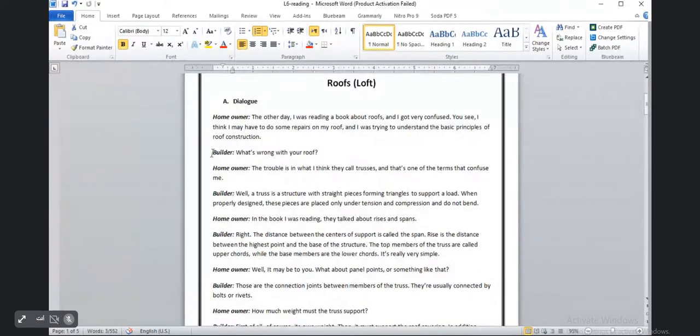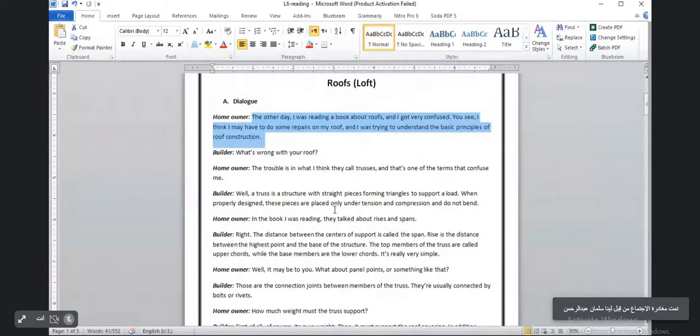I will start the conversation. The homeowner says, the other day I was reading a book about roofs, and I got very confused. Now, when you get confused, this means you cannot understand everything. You are losing it, or you are not following the thing.